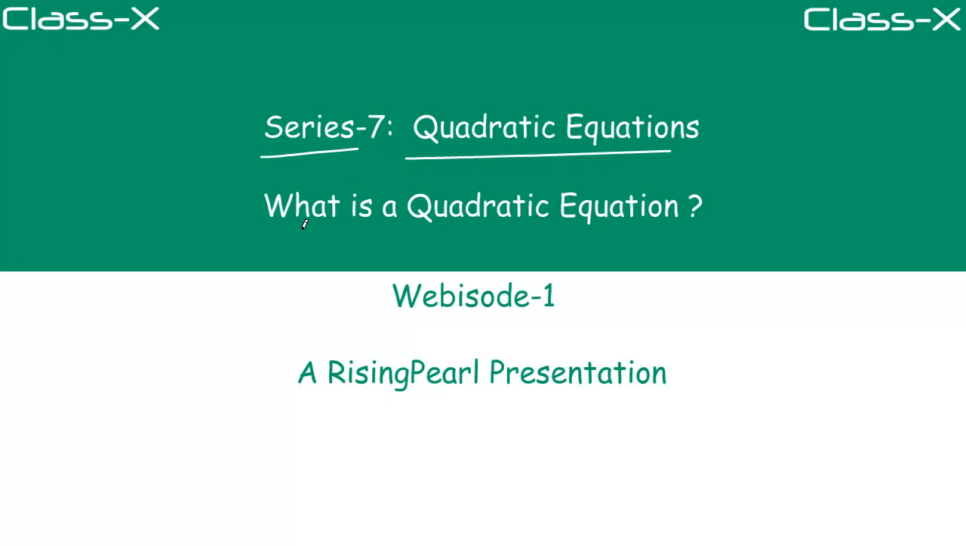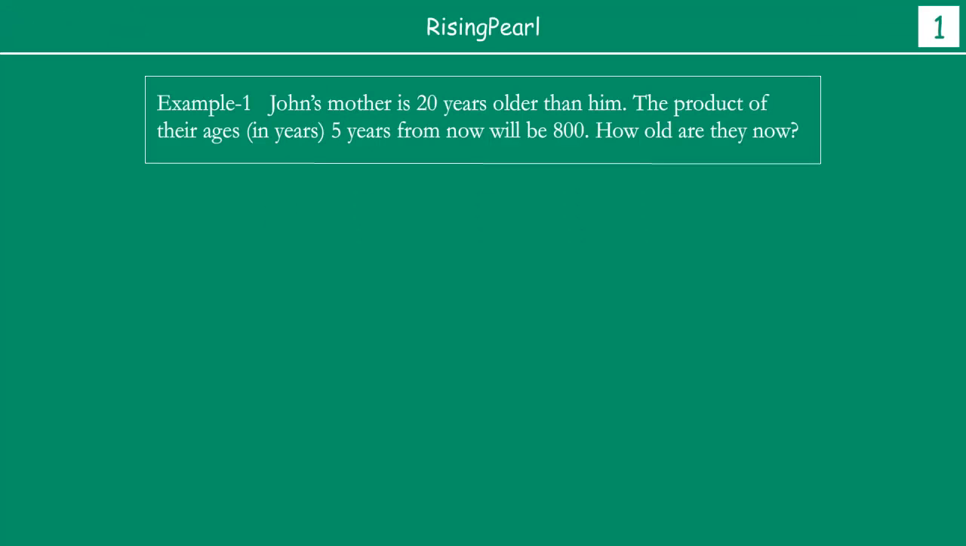So friends, why don't we begin by talking about what is a quadratic equation. Let's take a look at one of the questions. John's mother is 20 years older than him. The product of their ages 5 years from now will be 800. How old are they? The reason I'm asking this question, friends, is that our goal is not to really solve this question. But let's think through what is going to be our approach.